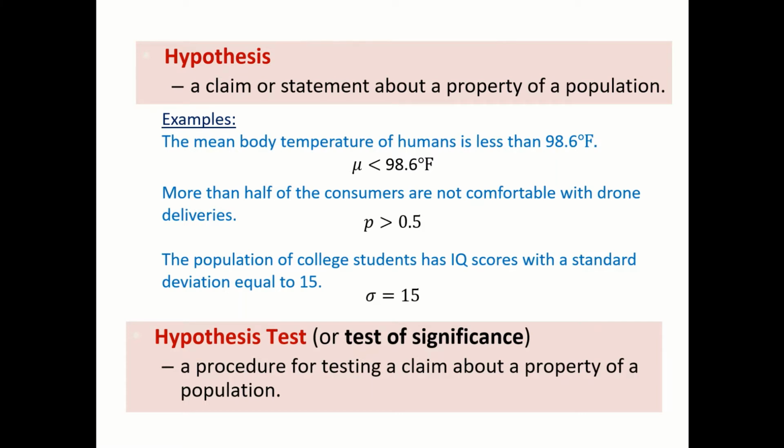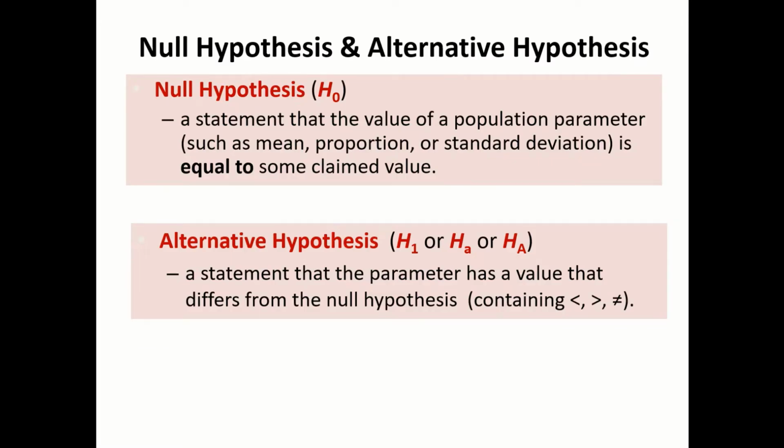Next, we'll talk about what is a hypothesis test. It is a procedure for testing a claim about a property of a population, basically a procedure of testing a hypothesis. So first we need to understand two kinds of hypothesis. One is called the null hypothesis and the other is called the alternative hypothesis.